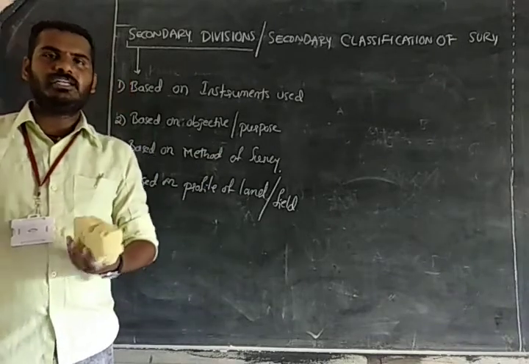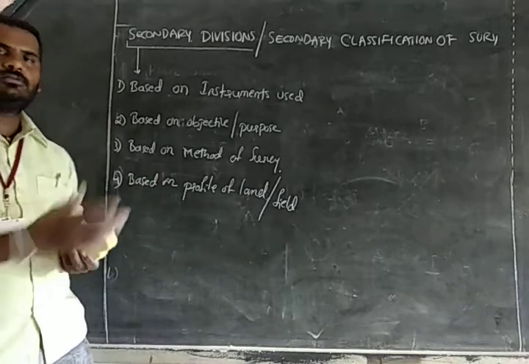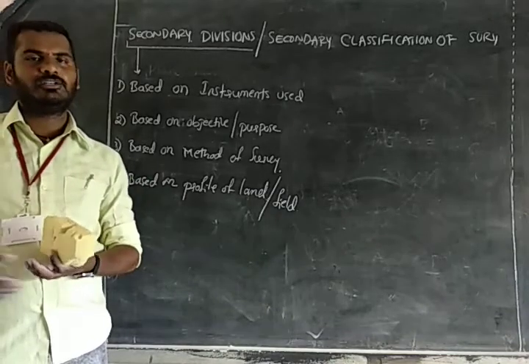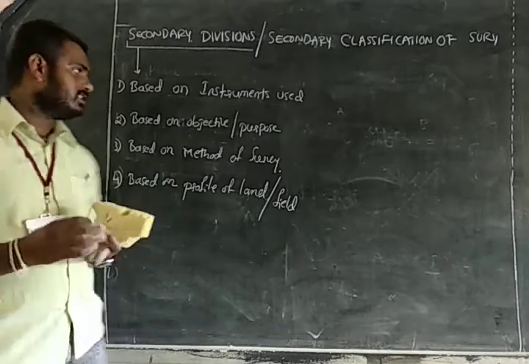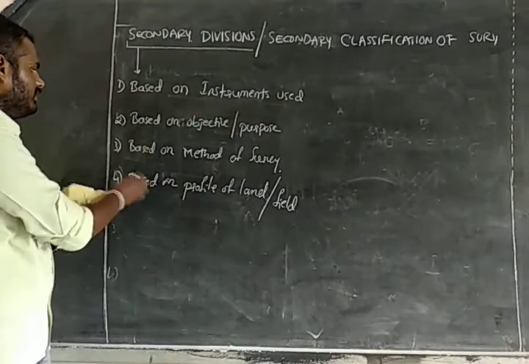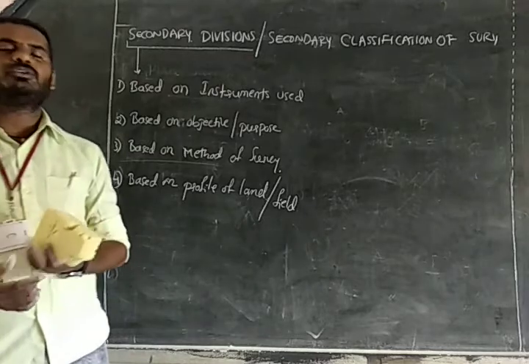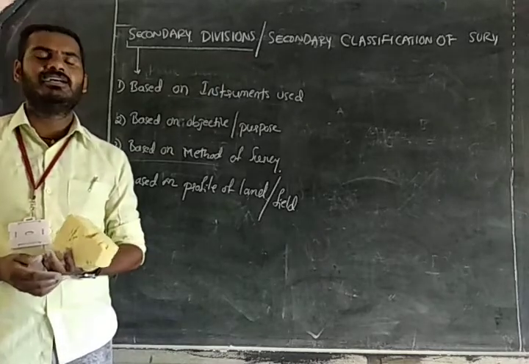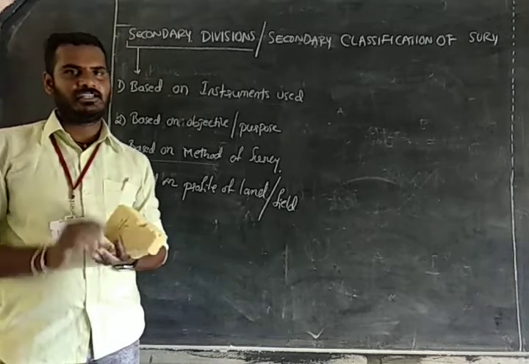Then based on the objective or the purpose, for what purpose we are using the survey. Either you are going to build a structure, or construct a road, or construct any other civil engineering structure. Based on the objective to fulfill, we have classification. Then based on the method of survey, we have two different methods actually. First one is triangulation and second one is traversing. I will discuss these in further classes.